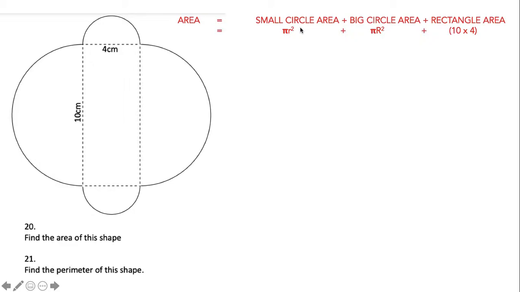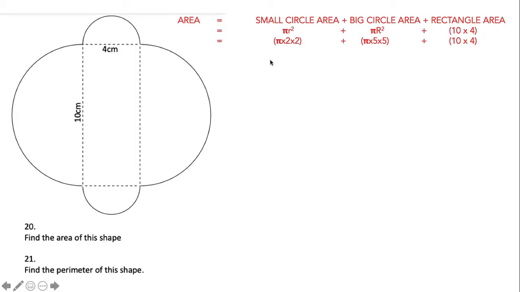So the area of a circle is pi r squared, as we saw before. What I've done here is I've done pi r squared with a little r for the small circle, and then pi r squared with a big R for the big circle, just to distinguish between them. And then the rectangle is 10 times 4. Okay, so the small circle is 4 centimeters across, so it's got a radius of 2. And the big circle is 10 centimeters across, so it's got a radius of 5.